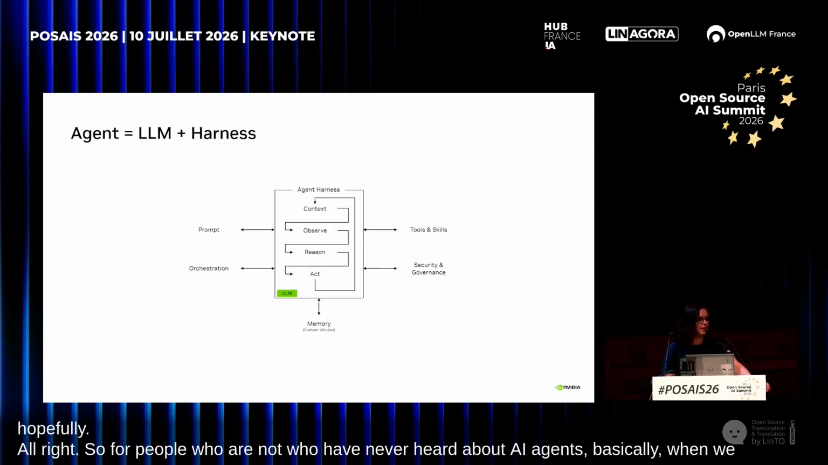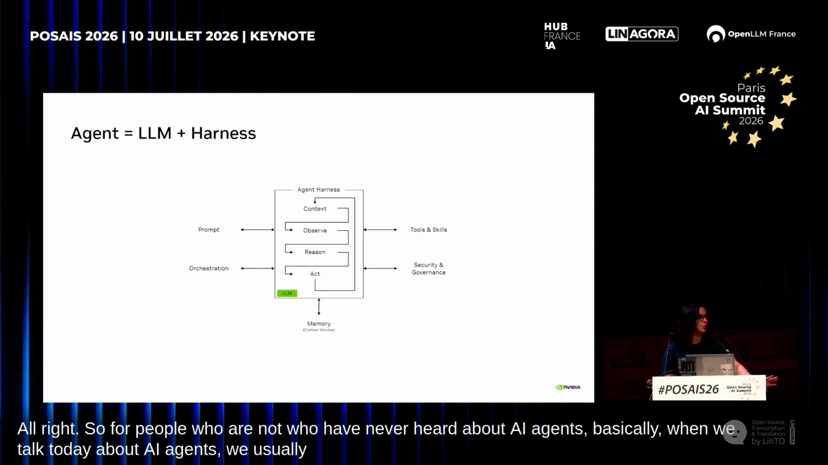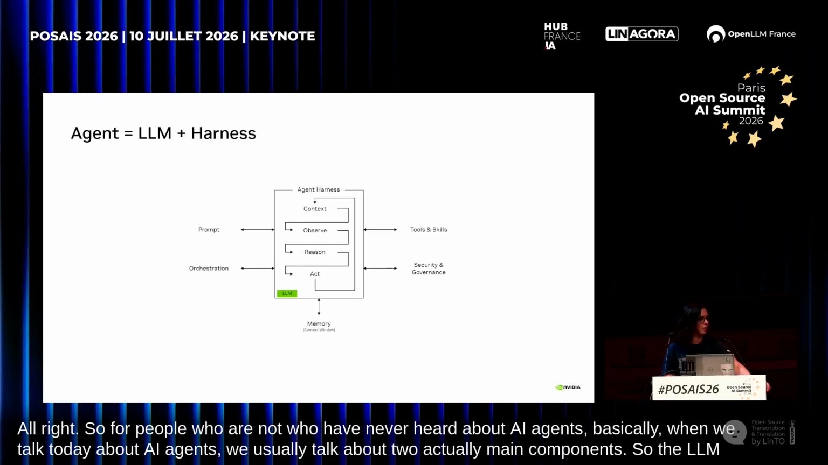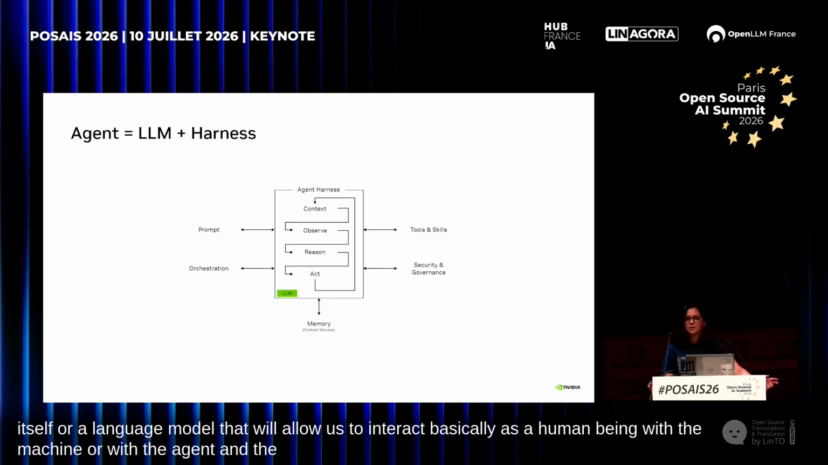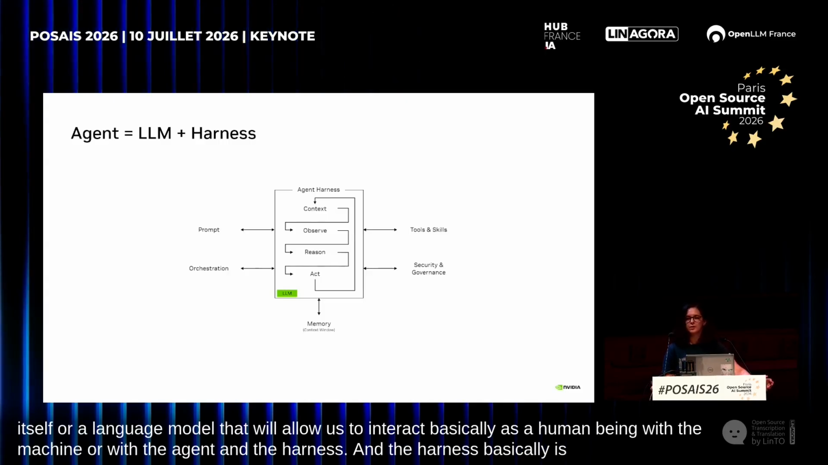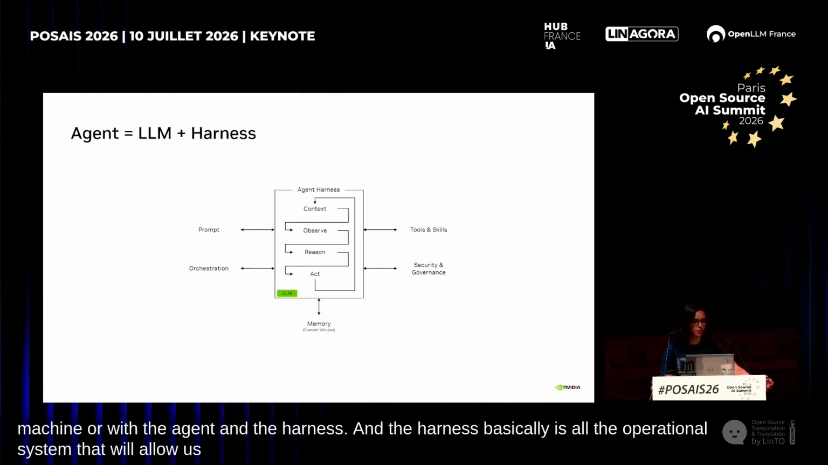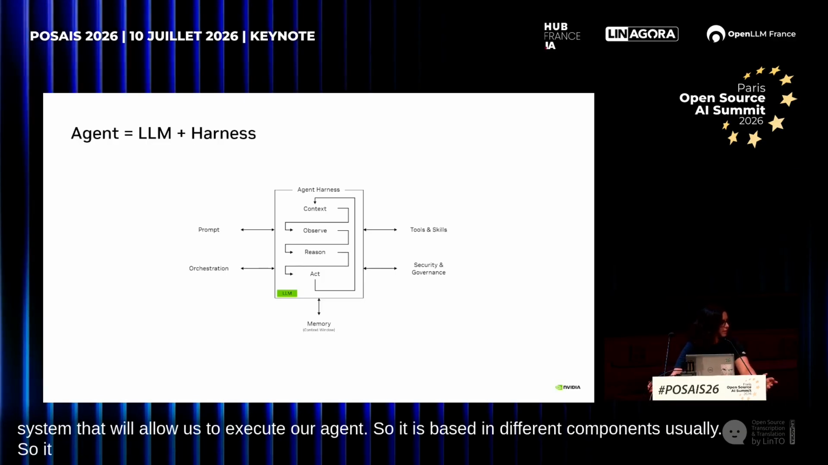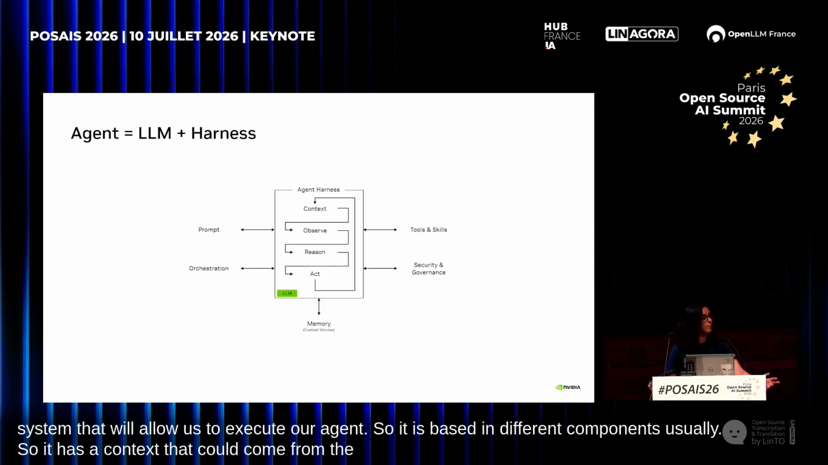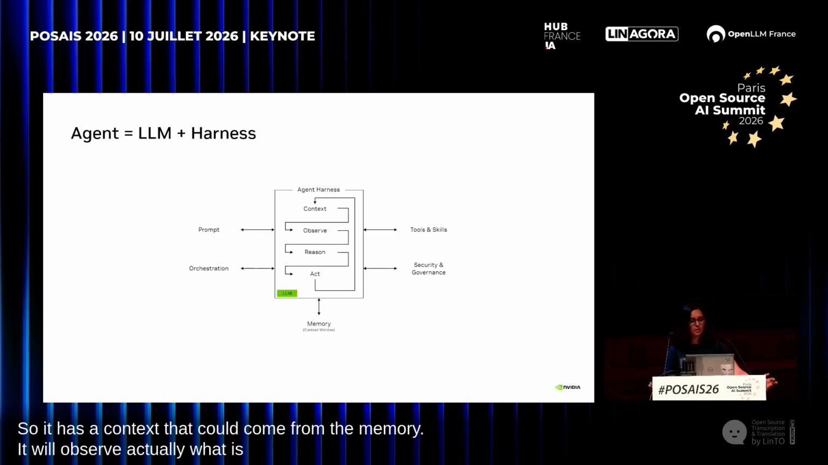when we talk today about AI agents, we usually talk about two main components. So the LLM itself, or a language model that will allow us to interact basically as a human being with the machine or with the agent, and the harness. And the harness basically is all the operational system that will allow us to execute our agent. It is based on different components usually. So it has a context that could come from the memory. It will observe what is happening in the memory, but also from the prompts of the users basically.